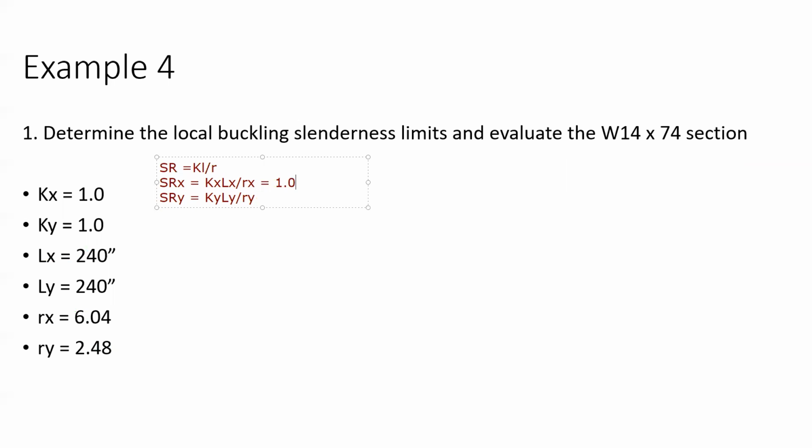So let's check this. Kx is 1.0. Lx is 240 inches, and rx is 6.04. For y, K is also 1.0, Ly is also 240, and ry is 2.48. So what is the value for our slenderness ratio? 39.735. And the other one?